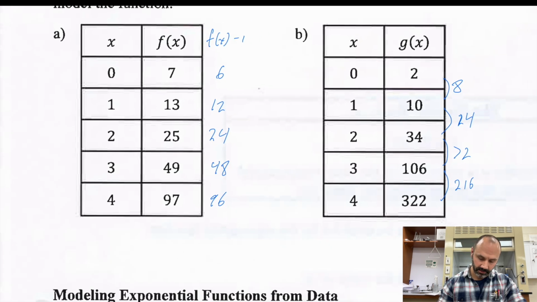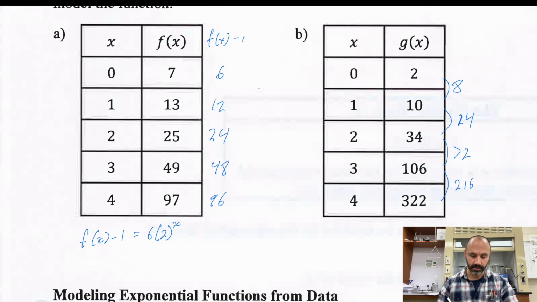So what this looks like is f of x minus 1 equals 6 times 2 to the x. And so my f of x is just 6 times 2 to the x plus 1. So that's the equation for the function that we're seeing. Let's take a look at the next one.